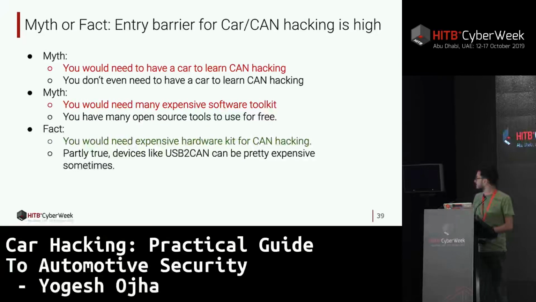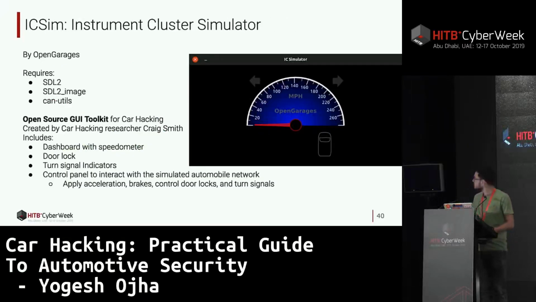The thing is that you'll get many other open source tools to use for free. And then you might also need expensive hardware for CAN hacking, which is true in some cases. You might need expensive hardware if your car is generating a lot of packets at a higher data rate. But partly you can do all of these things using USB to CAN, and these are pretty much cheaper as well. So today we'll be using this tool called ICSim, Instrument Cluster Simulator.